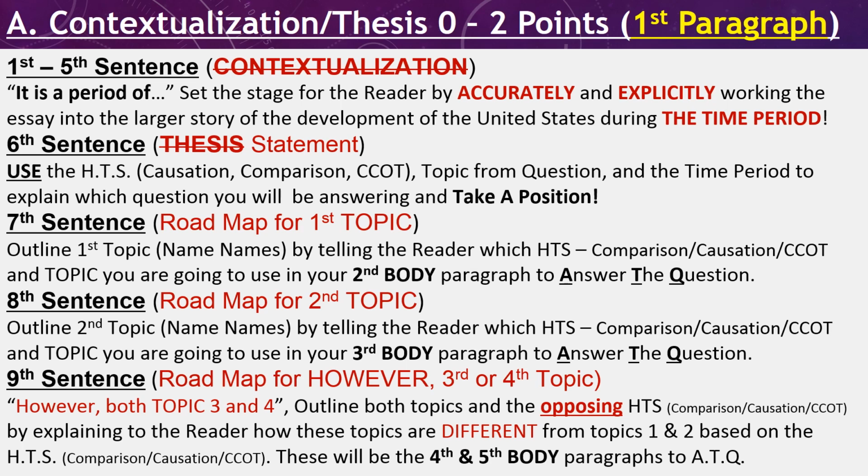If you happen to write the however and you have the ability to write the third and fourth topic, then that's going to be your 4th and 5th body paragraph. But that's going to be pretty thick of a first paragraph. So that's the reason that I have my students cross out the word contextualization, cross out the word thesis, to kind of give the reader an understanding that they're in both. In that first paragraph, they're going to actually have both skills.